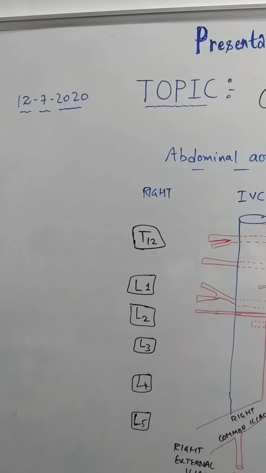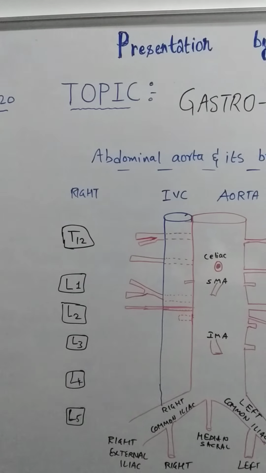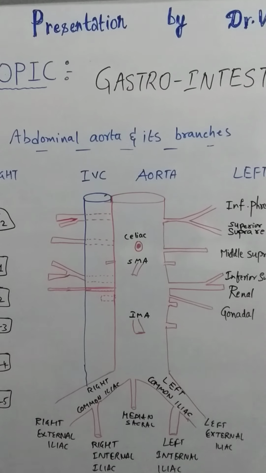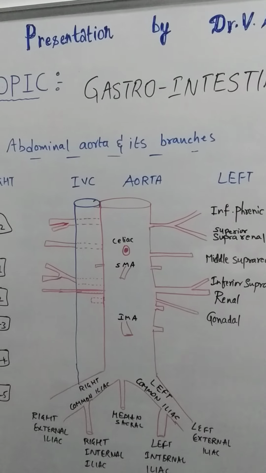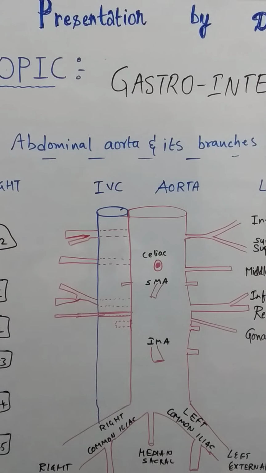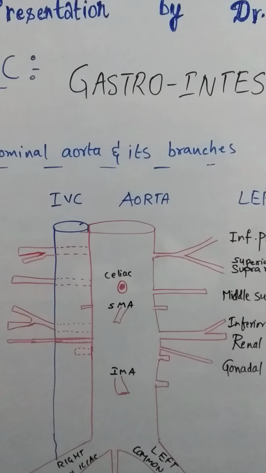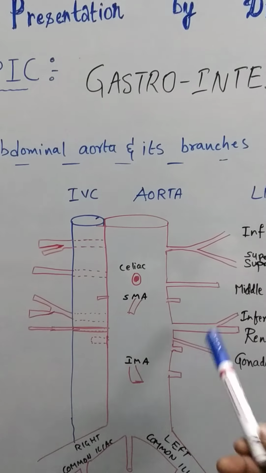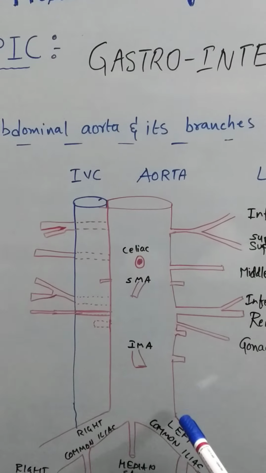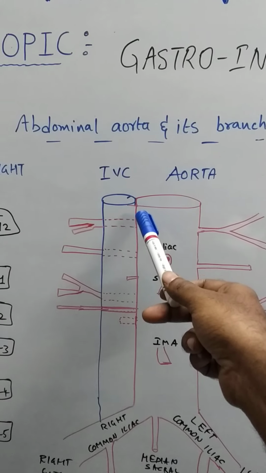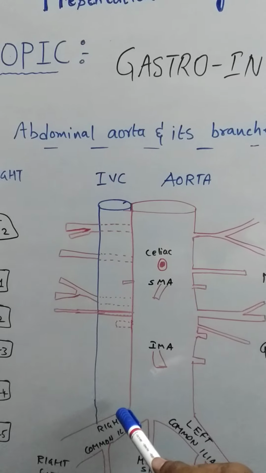Today's topic is the abdominal aorta and its branches, and today's date is 12th of July 2020. In this topic, I will explain something about the abdominal aorta and its branches. So, firstly, this is the aorta, the longest artery, and beside it is the inferior vena cava.